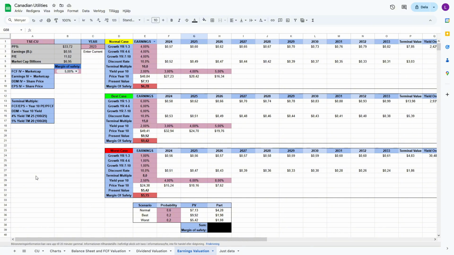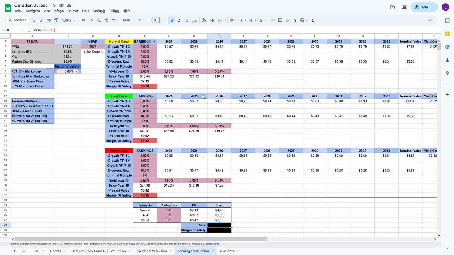The terminal multiple is the PE 10 years from now. Let's use an average PE. We can see 11.17. So let's just stick with 10 for the normal case, 15 for the best case, and 8 for the worst case. For the best case, let's use the same growth but a higher multiple.